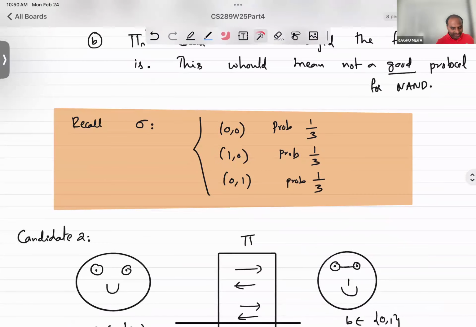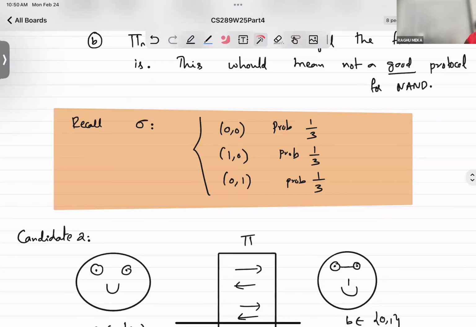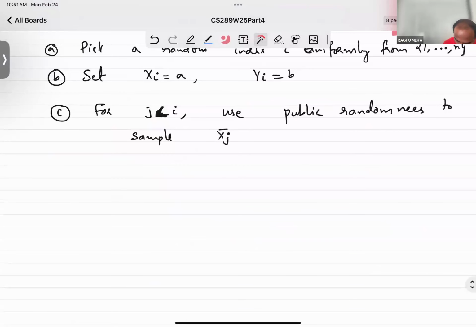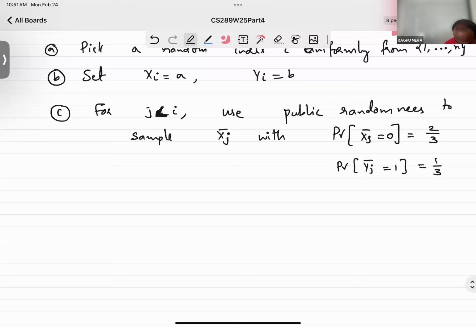where did sigma go? Sigma is this, right? So what should the distribution on x1 bar be? 0 with 2/3, 1 with 1/3, right? If I sample from sigma, the marginal is exactly that. Okay. So we'll say sample xj bar with those probabilities. So this is the marginal of sigma on a single bit.